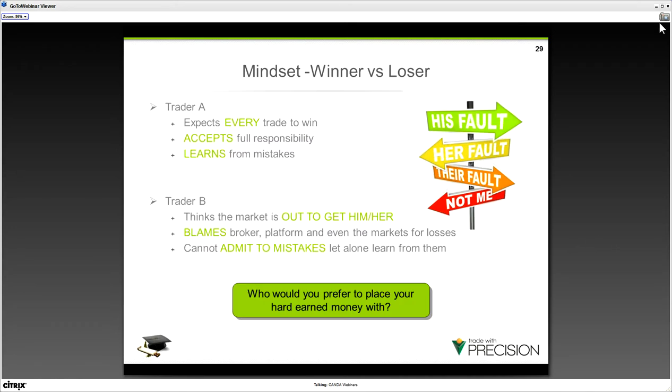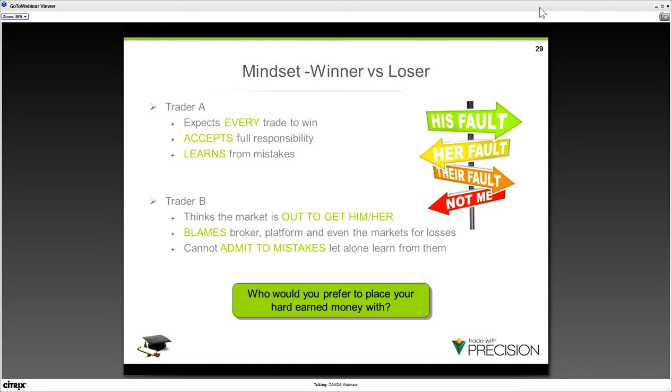Here's an example of a winning mindset and a losing mindset. Let's take a look at Trader A and Trader B. Trader A has a positive expectation that every trade is going to be profitable. He's willing to accept full responsibility for his actions in the market, and he makes it a point of learning from his mistakes. On the other hand, Trader B thinks that the market's out to get him. He blames his broker and the platform for his losing trades, and for some reason he can't admit to his mistakes and consequently learn from them.